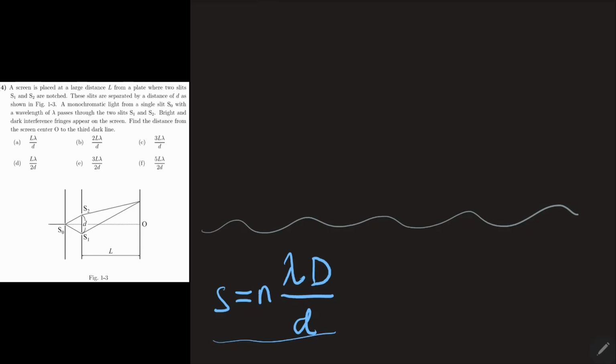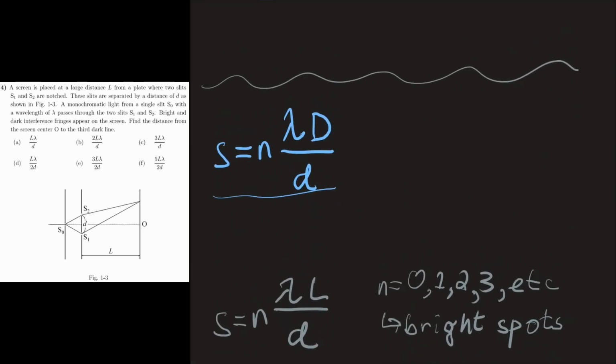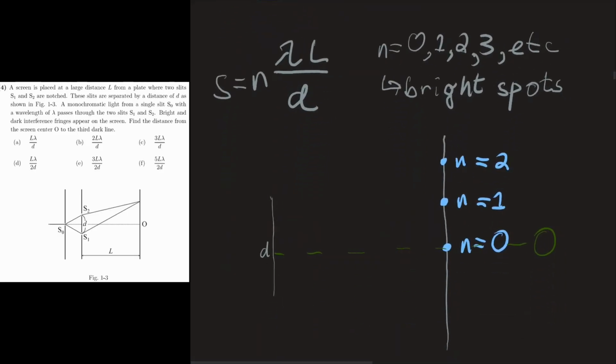So this tells the distance between two bright spots in Young's two-slit experiment. n is an integer, lambda is the wavelength, big D is the distance from the wall with two slits to the wall where the light is being projected, and small d is the distance between the two slits, and s is just the distance between two bright spots. So we want to find the distance from the center of the screen to the third dark line. When n equals 0, you have a bright spot directly across from the two slits. So it would look something like this.